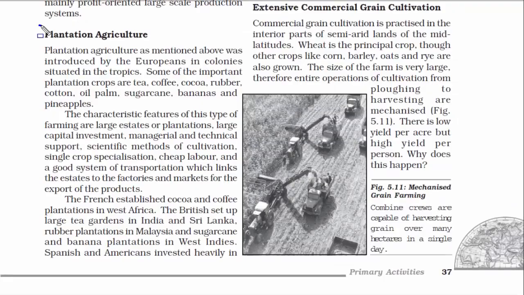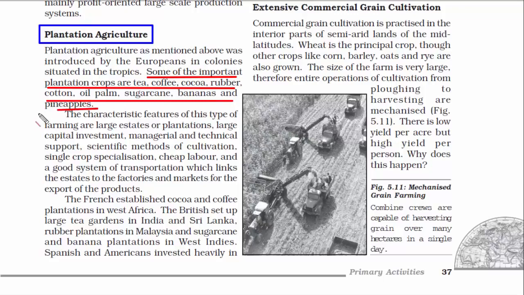Now we are going to read about the next form of agricultural system known as plantation agriculture. It is a form of commercial farming where crops are grown for profit. That's why you will see some of the important plantation crops like tea, coffee, cocoa, rubber, cotton, palm oil, sugarcane, bananas and pineapples. They have great demand in the market.